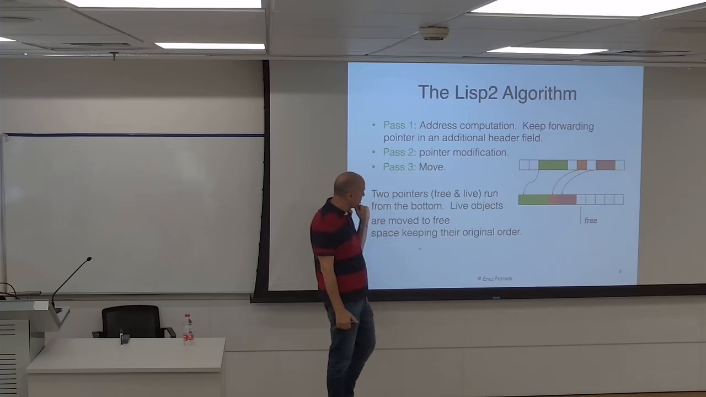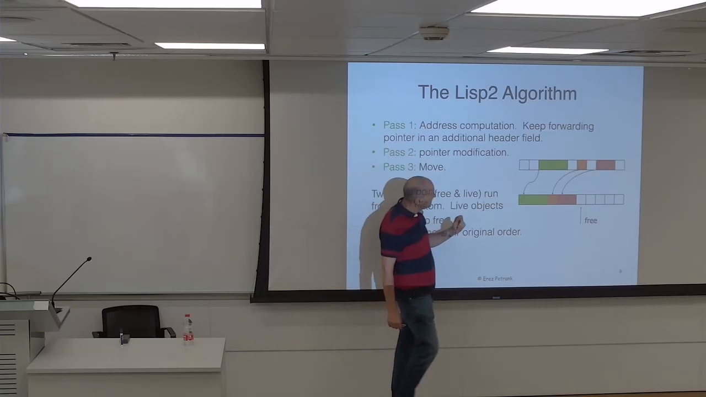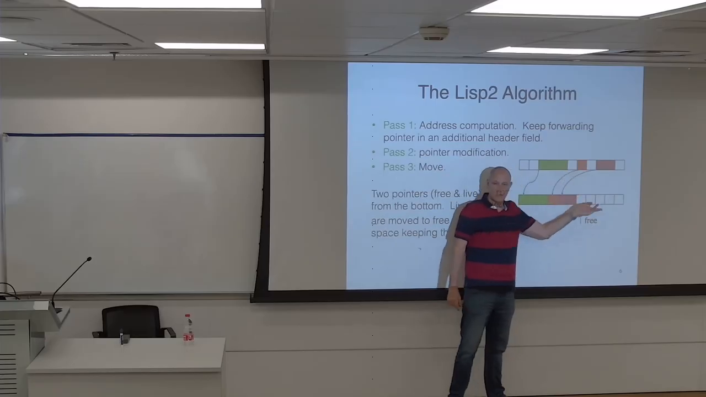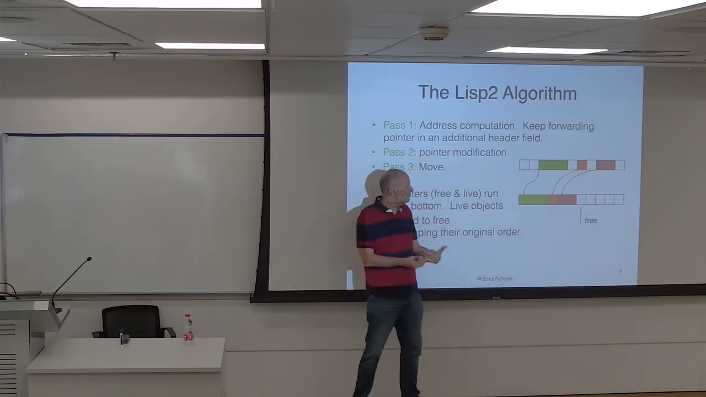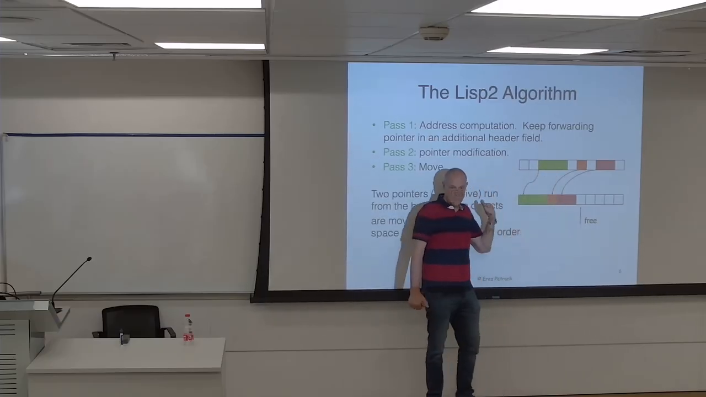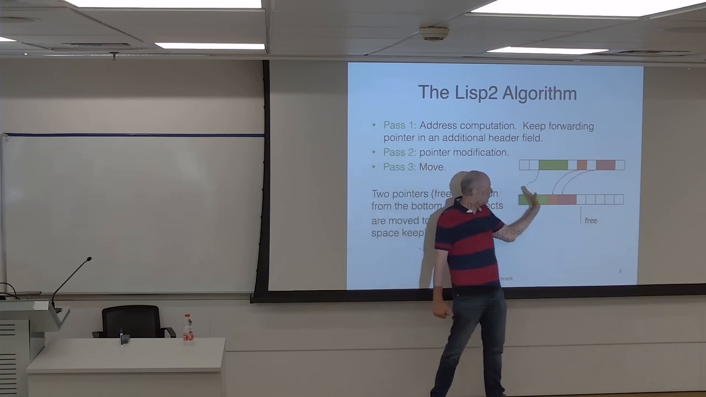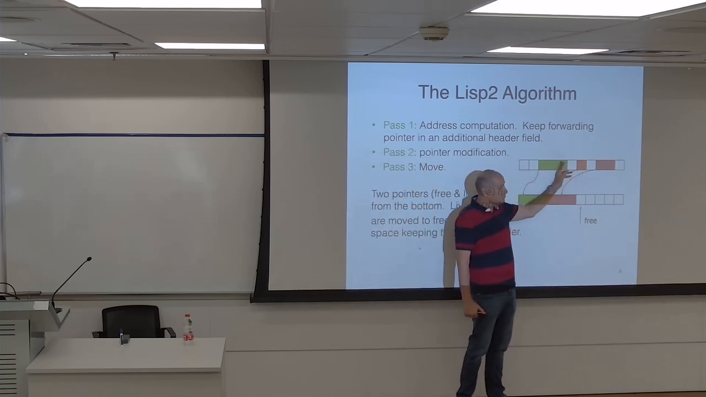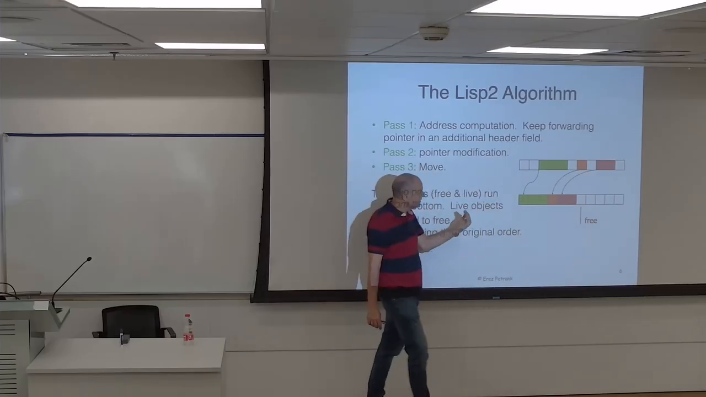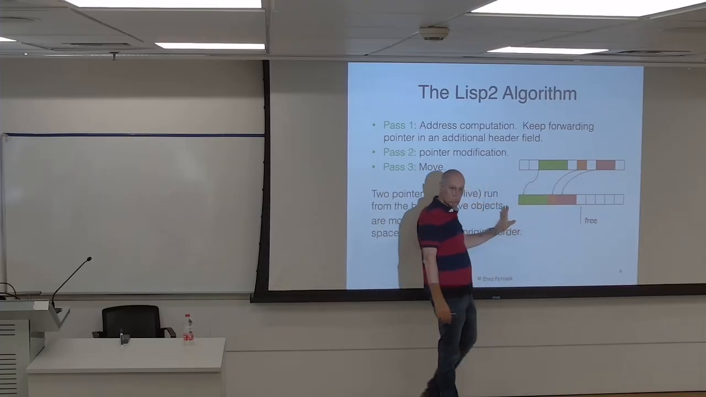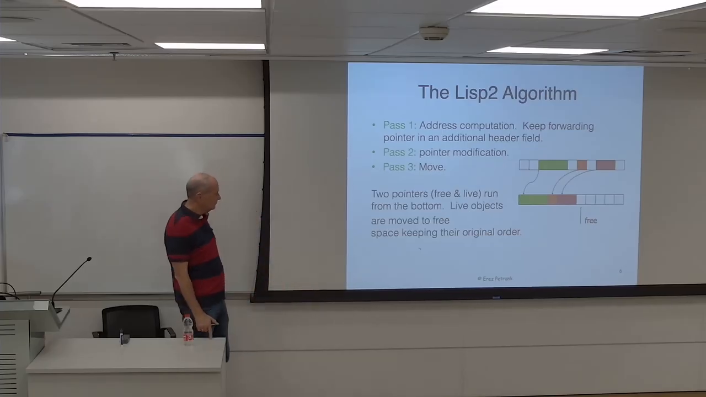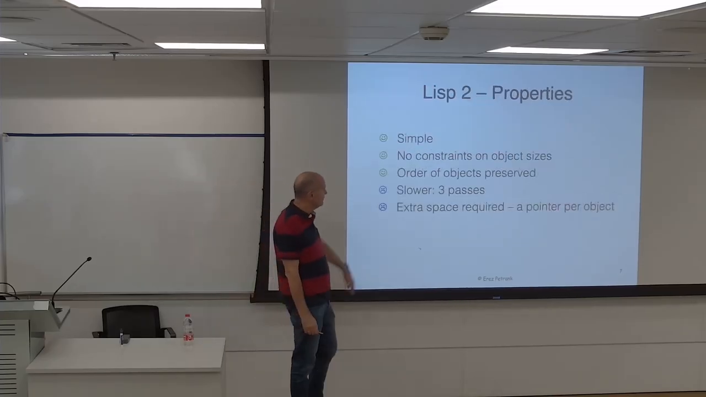We talked about the Lisp 2 algorithm, and the way it works is that in the first pass, it goes and it installs forwarding pointers. You remember the forwarding pointers in each object will be used to show where it moves. Then in the second pass, we go over all pointers and we fix them to point to the new location of the referent object. And then in the last pass, we go and we move all the objects. The pointers are already correct. We just need to move them. So this was the Lisp 2 algorithm. It's very simple.